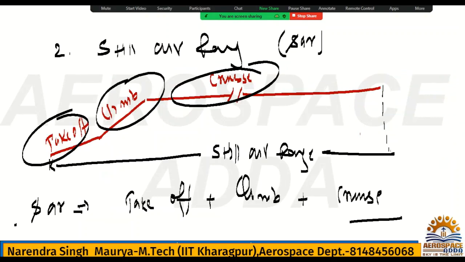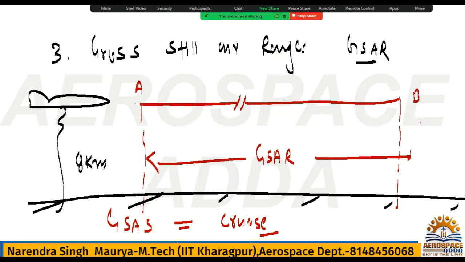Always remember it. Second is the operation takeoff, climb, and cruise. Gliding and landing are not considered here. If these three operations are covered by the aircraft, then the maximum horizontal distance will be called still air range. Third, in this case you have an aircraft that has already selected one altitude, maybe 8 kilometer, 10 kilometer, 11 kilometer, and you have started your cruise with the full fuel tank, and until the fuel tank is empty, the maximum distance that the aircraft covers is called gross still air range.